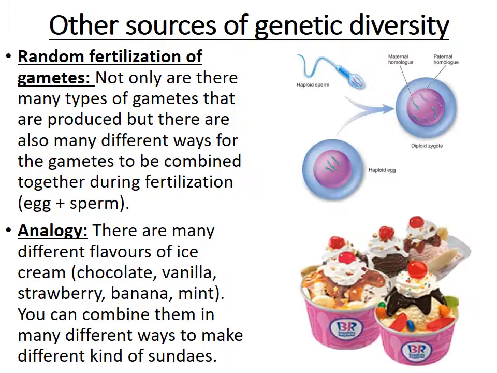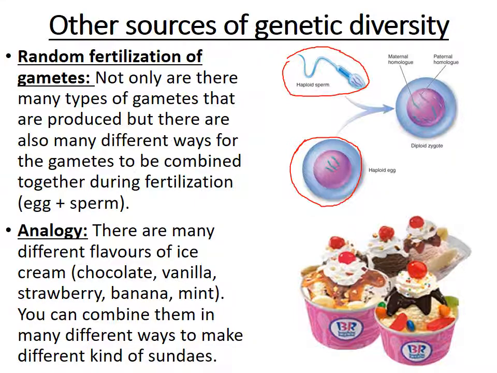gametes. The last source of diversity that exists that creates diversity in populations is essentially random fertilization. So we talked about how there's so many different types of sperm that can be produced and so many different types of eggs that can be produced. And because there's so many different types, there's so many different ways they can be combined.